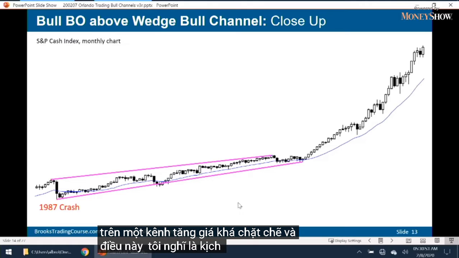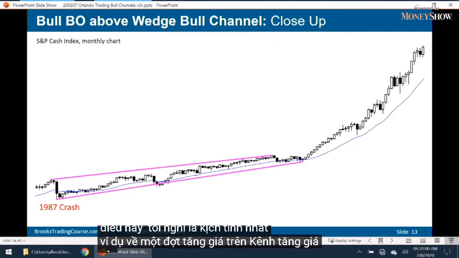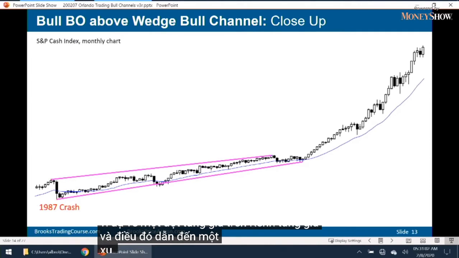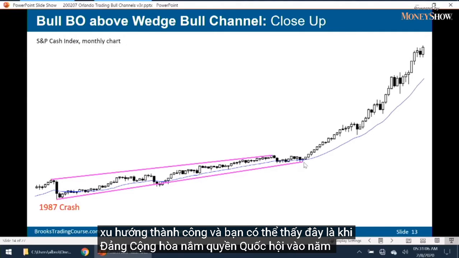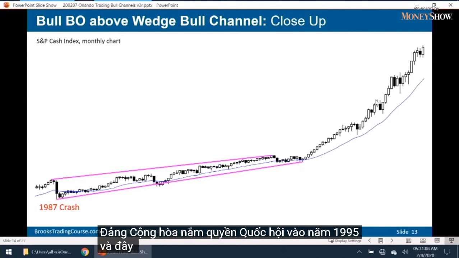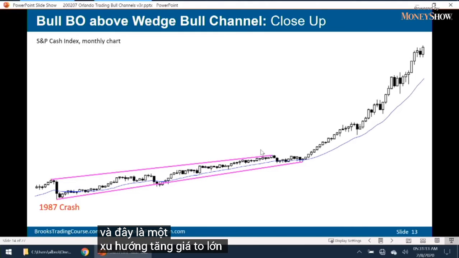And this is, I think, the most dramatic example of a bull breakout above a bull channel that led to a successful trend. And you can see this is when the Republicans took over Congress in 1995. And this was a tremendous, tremendous bull trend up breaking above a wedge channel.